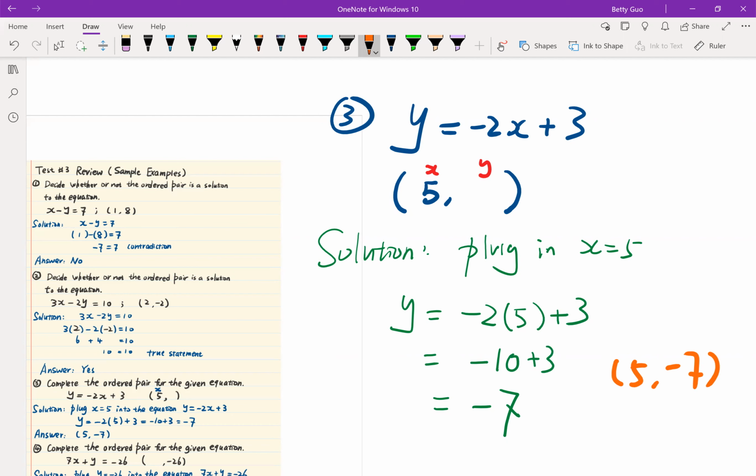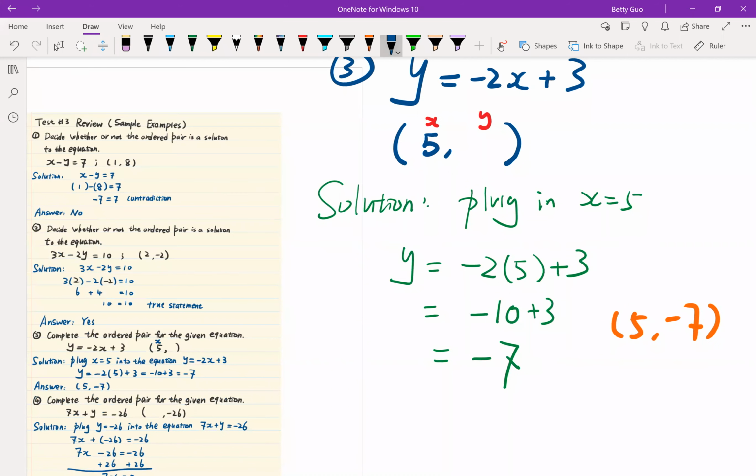Am I clear about number 3? For number 1 and number 2, you need to decide if the given ordered pair is a solution of the equation. You just plug in. True statement, choose yes. False statement, choose no. Number 3, you plug in the given x value and look for the corresponding y value. That's it. Let's see number 4.